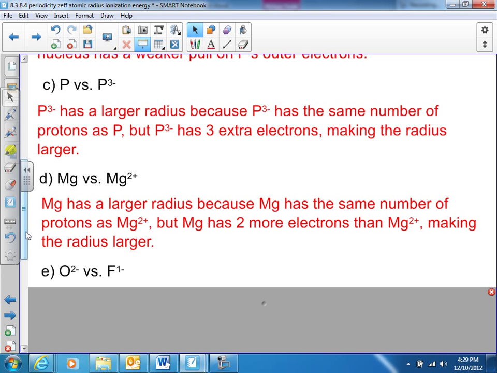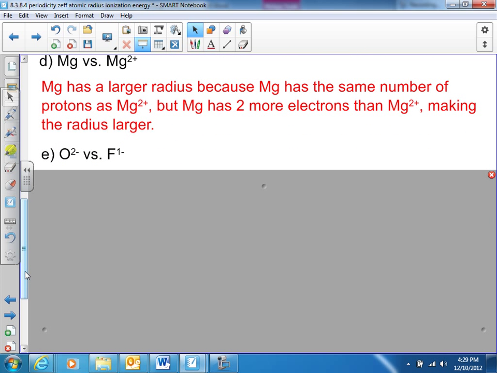Next one, O2 minus versus F1 minus. So this time, again, when you have ions, you compare the number of protons and the number of electrons. So you should recognize these have the same number of electrons. They're isoelectronic, but one has more protons than the other. Again, pause if you want, and here we go.